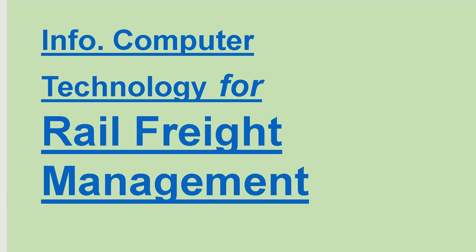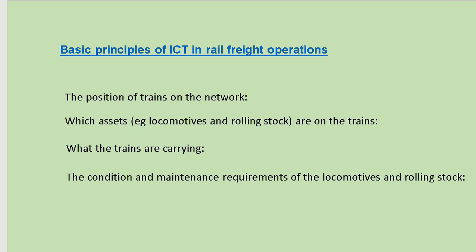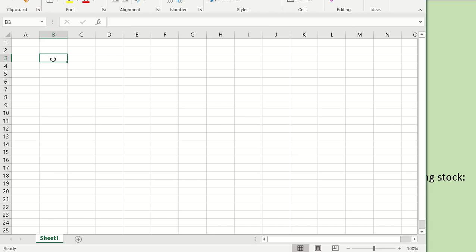Hello. Today in this video we'll take up rail freight management technology. What information is needed so that we'll be able to monitor and properly manage our rail freight system? We do know that in terms of the basic principles of ICT in rail freight operations, we are so particular about the position of the trains. This is very important, the position of the trains. So we can take note of that.